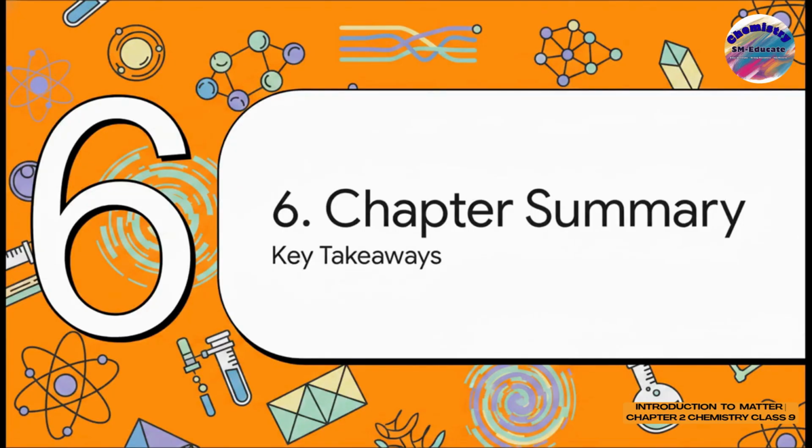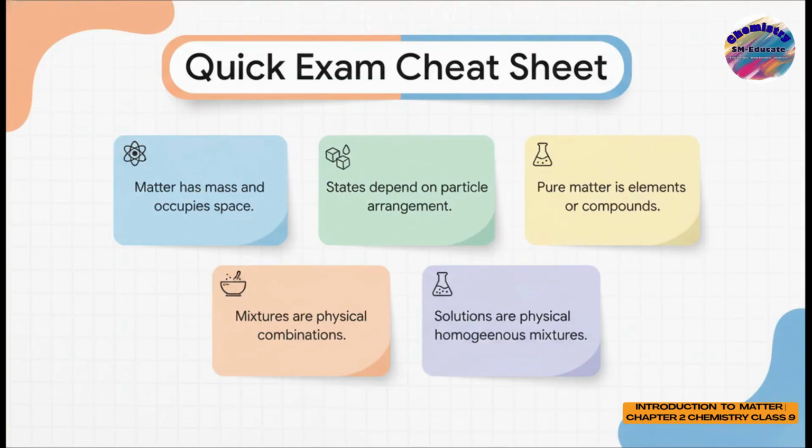Finally, let's wrap this all up with Section 6, Chapter Summary Notes. I highly recommend pausing the explainer right here and grabbing a screenshot of this cheat sheet. These key takeaways form the absolute backbone of everything we've covered. Just remember, matter has mass and takes up space. Its state completely relies on how its particles arrange themselves into solids, liquids, gases, or plasma. Pure substances are your elements and chemical compounds, while mixtures are just physical combinations, and those solutions, just homogeneous mixtures made of a solute and a solvent.